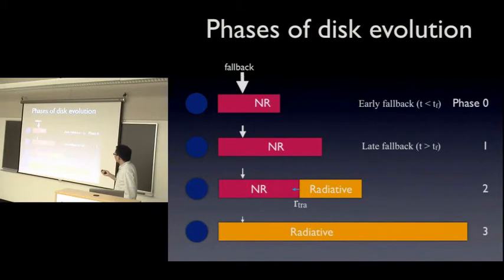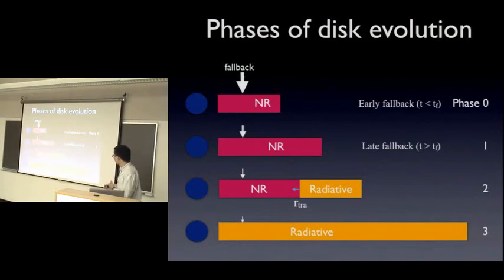So here are 4 phases of disk evolution. I'm adding a new phase, which is very early. That earliest phase is defined by the time earlier than the fallback time. So that means during this earliest phase, the fallback rate is increasing with time or above the constant. And after one fallback time, the fallback rate starts to decay.